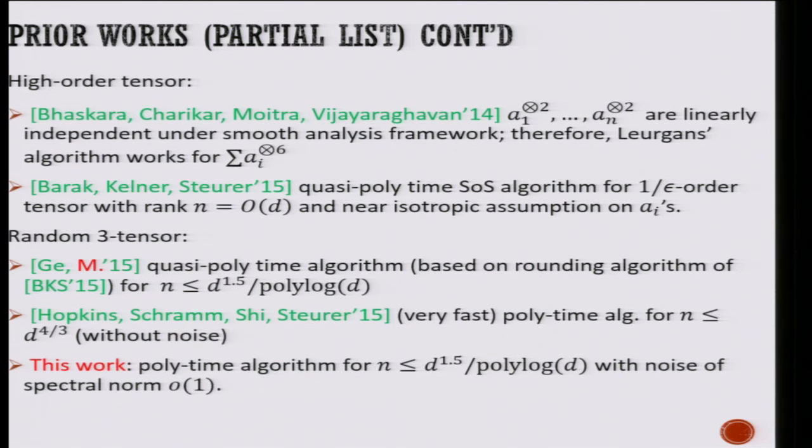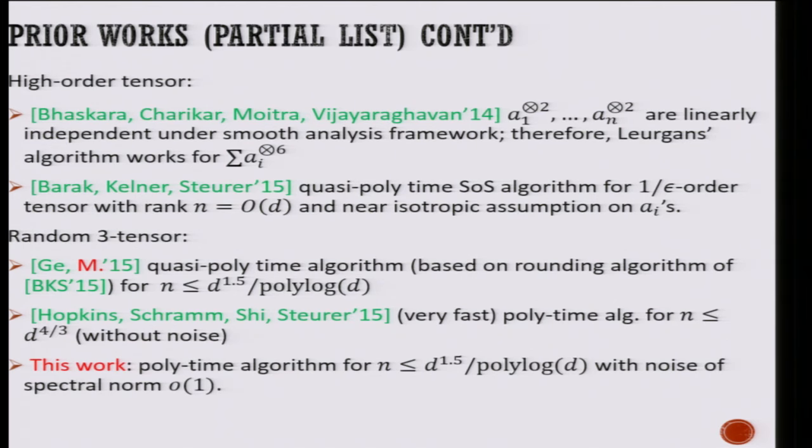For random 3-tensors, the closest paper is one by myself and Rong Ge. We show a quasi-polynomial time algorithm under the same regime that we are going to show in this paper. And in a slightly worse regime, where n is less than d to the four thirds, there's a very fast algorithm for decomposing this by Hopkins, Schramm, Shi, and Steurer. Compared to this paper, first of all we tolerate a higher n, and also we can tolerate more noise, since that paper doesn't tolerate too much noise. In this work we show that when n is less than d to the 1.5 and the spectral norm of the noise is 1, we can decompose the tensor.